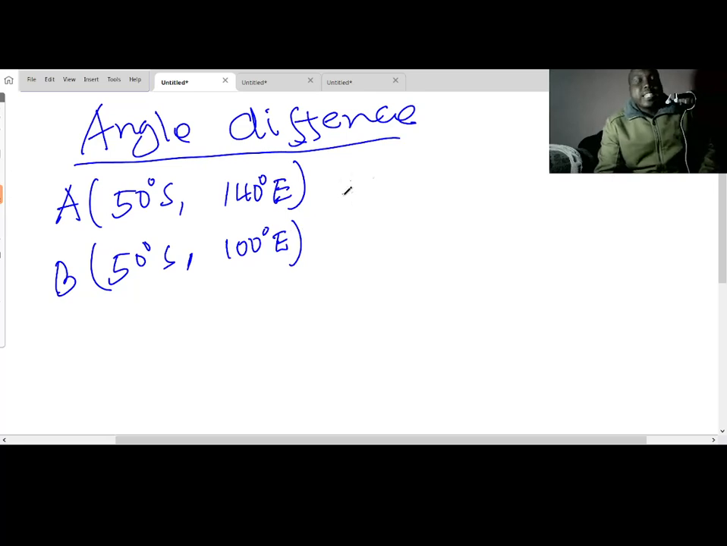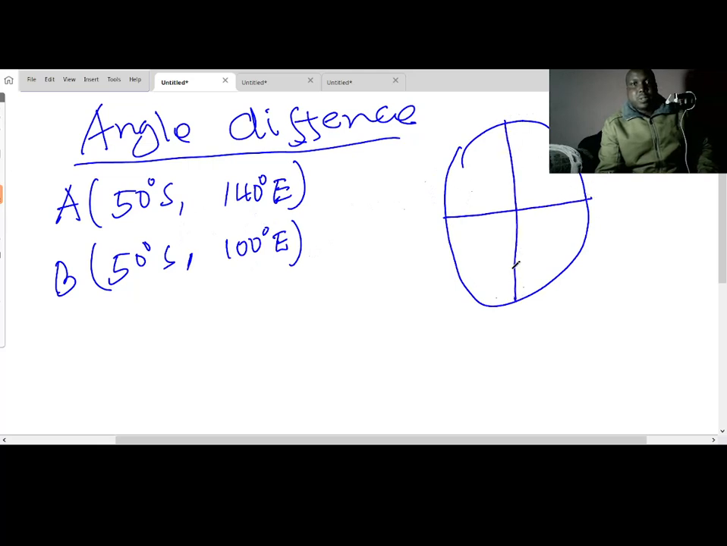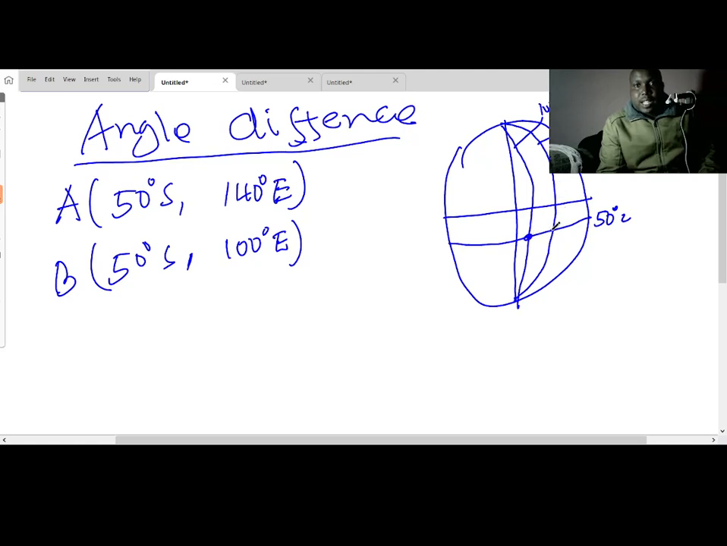Now, how do we get the angle difference in this one so that we can calculate the distance between A and B? You can sketch these points, you can sketch equator, Greenwich meridian. So 140 east is somewhere there. 100 east is somewhere here. They're on the same side. And then 50 south. 50 south is here. So this one is 140 degrees east. And this one is 100 degrees east. So there is here and another one is here.